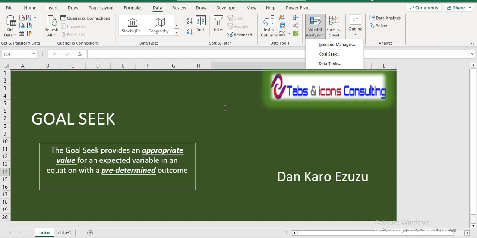Now, how does the GoSeek command work? What does it do? The GoSeek command helps to provide an appropriate value for an expected variable in an equation with a predetermined outcome. That means we're going to have a predetermined outcome in our equation, and then we need to determine another variable that will help us to arrive at that predetermined outcome. Let us go to our data.